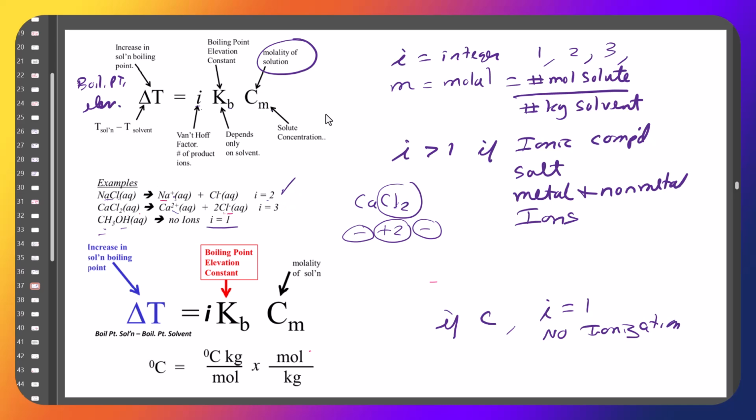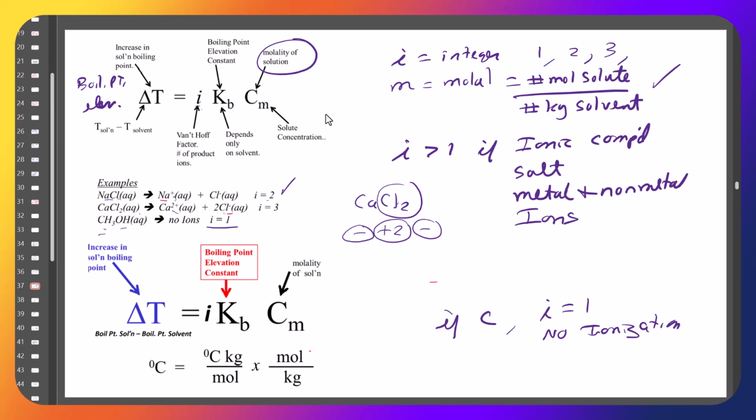So that's how we figure out I. It's an integer. If it's a carbon compound, I is automatically 1. If it's ionic, then you can figure it out by writing the dissociation equation. Kb is a constant, probably given with the problem. Depends on the solvent only. And Cm is the molal concentration. You might be given its value, or you may need to use this formula to compute it.